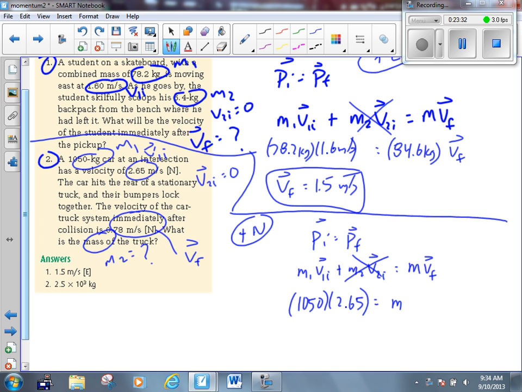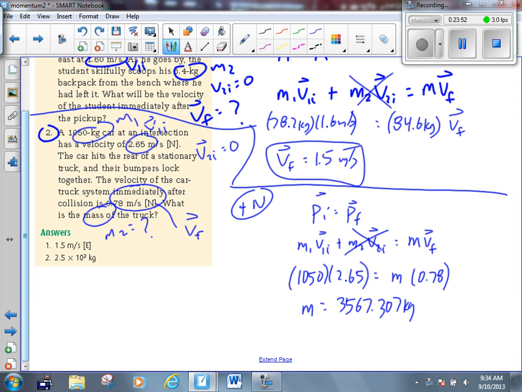VF is 0.78. What does M equal there, the total mass? What is it? 3567.307, thank you. Now, that's not the mass of the truck. That's the total mass. We're going to get the mass of the truck, which is M2, by subtracting 3,567.307 minus 1,050. And I presume when we do that, we get 2.5 times 10 to the 3, to the right number of digits.